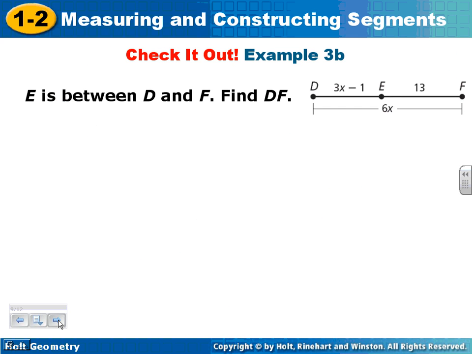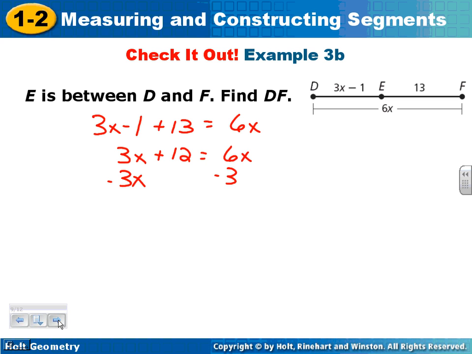Let's try another one. E is between D and F. Find DF. Let's write my equation. 3x minus 1 plus 13 is 6x. If I combine like terms, 3x plus 12 is 6x. I'm going to go ahead and subtract the 3x to the other side. That gives me 12 is 3x. Then divide by 3. I get x is 4, but don't stop there.